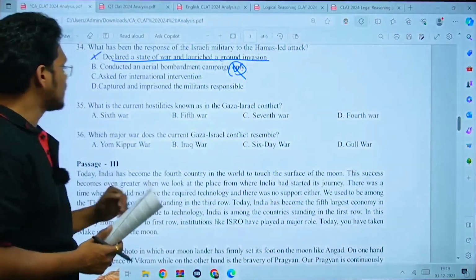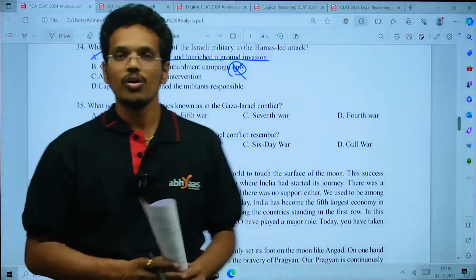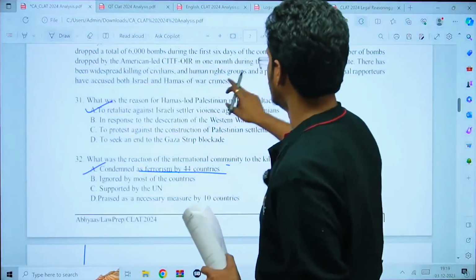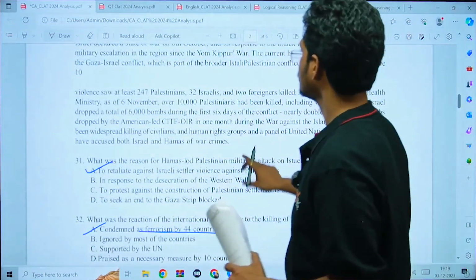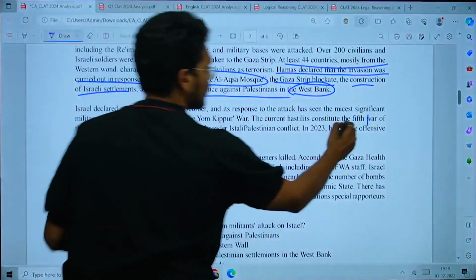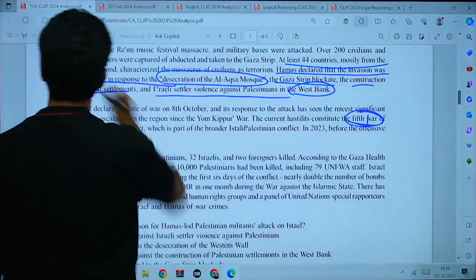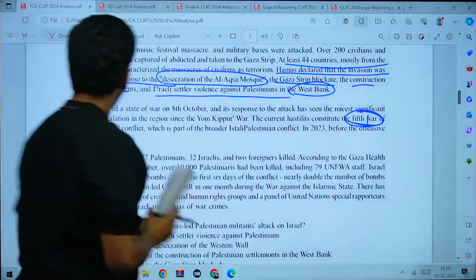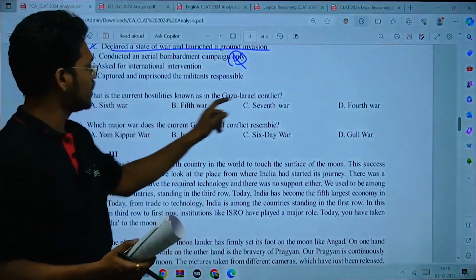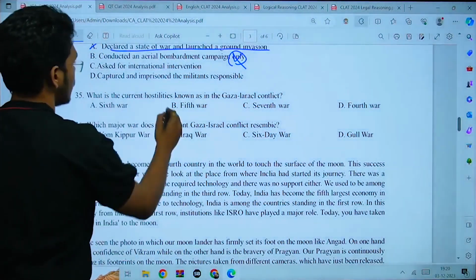35th one, what is the current hostilities known as in the Gaza-Israel conflict? If you look into the passage itself, there is a mention of a word called fifth war. Here it was directly mentioned. It is about the fifth war. In the options we have this statement directly: it is a fifth war. So option B is the right answer.